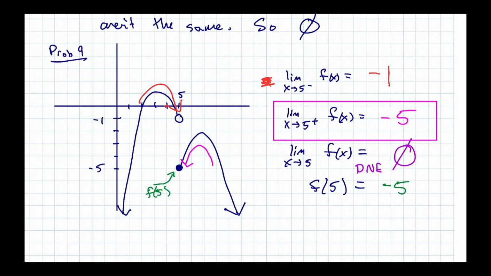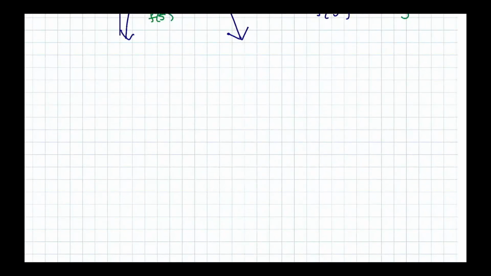Now, let me just say one more thing about this. If you had trouble with these, then you probably had trouble with continuity. So let me just say something about continuity. Again, there are these four things: we've got limit from the left, limit from the right, the function value, and the actual limit.